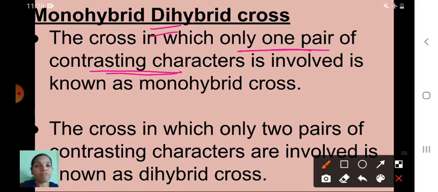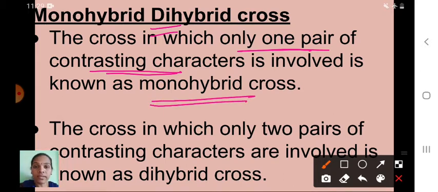First one is monohybrid: the cross in which only one pair of contrasting characteristics is involved. For example, short plant and tall plant. The next one is seed color, yellow and green. These are the contrasting characters. So the cross in which only one pair of contrasting characteristics is involved is known as a monohybrid cross.